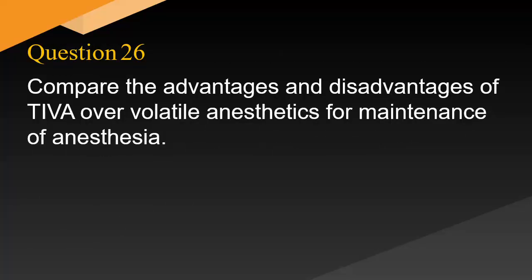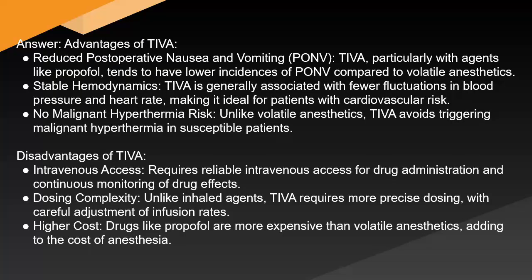Compare the advantages and disadvantages of TIVA over volatile anesthetics for maintenance of anesthesia. Answer: advantages of TIVA: reduced postoperative nausea and vomiting, PONV. TIVA, particularly with agents like propofol, tends to have lower incidences of PONV compared to volatile anesthetics. Stable hemodynamics. TIVA is generally associated with fewer fluctuations in blood pressure and heart rate, making it ideal for patients with cardiovascular risk. No malignant hyperthermia risk. Unlike volatile anesthetics, TIVA avoids triggering malignant hyperthermia in susceptible patients.